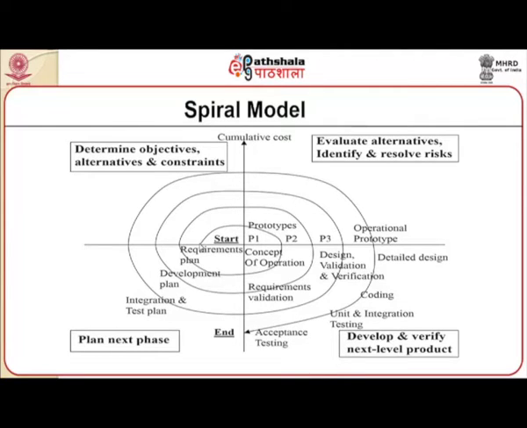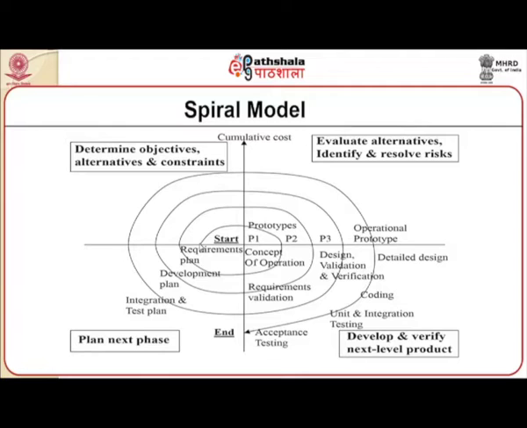At phase 3, it's a typical process where we develop, verify and produce the next level product. And phase 4 will majorly concentrate on planning towards the next phase. So it revolves around only these 4 phases. I repeat whatever I have said. Phase 1 is more about objectives, alternatives and constraints. Phase 2 is about alternatives, identifying and resolving risks. Phase 3 is about developing and verifying the next level product, and phase 4 about planning for the next phase.